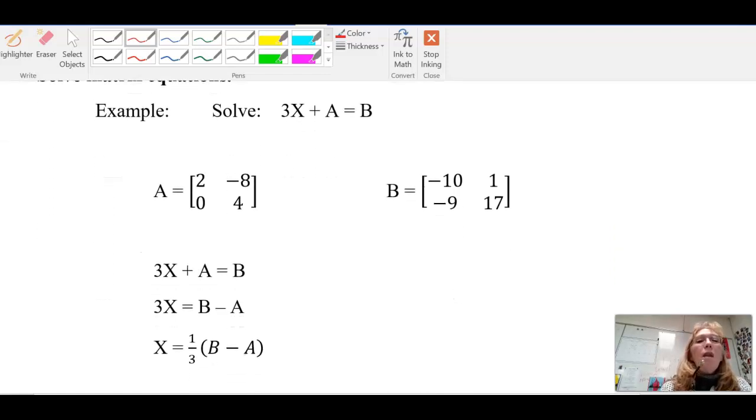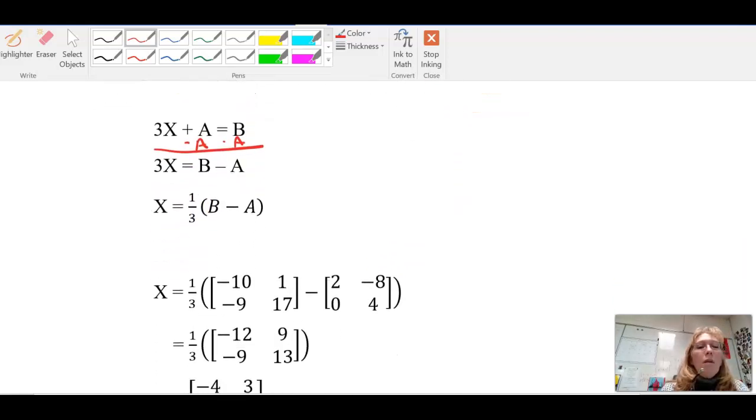Okay, I want to solve for x. In order to do this, I have to get x by itself. These are the matrices I'm going to use to solve that problem. So first step is you subtract the A. Okay, now I have to divide by the 3, but remember that really means multiplying by 1/3.